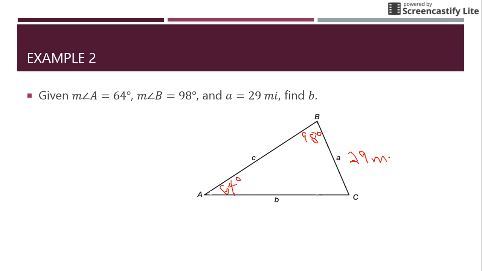And I know you guys, as soon as you see it, you know where you're going with this. A and that 64 degrees and that 29 miles, they match up. So let's go ahead and use that for one of our ratios. The sine of 64 degrees over 29 miles. And I want to find little side B, which is convenient because I do know angle B across from it. So my other side will be the sine of 98 degrees over B.